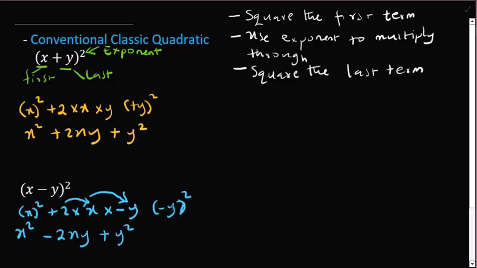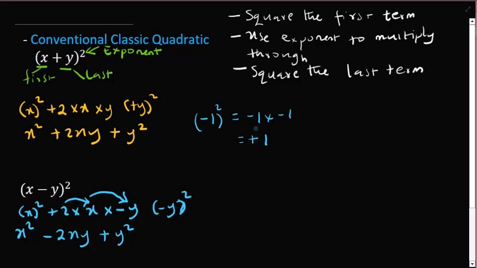Whenever you square a negative term, it's going to give you positive. So for instance, let's say minus 1 all squared, it's talking about minus 1 times minus 1. So minus times minus is plus, and then 1 times 1 is 1.